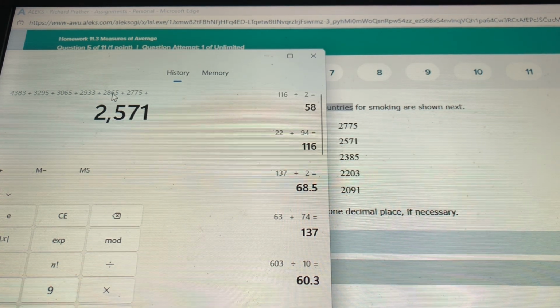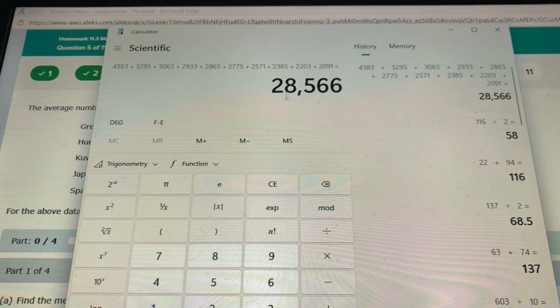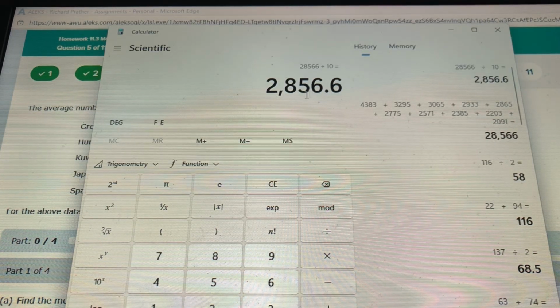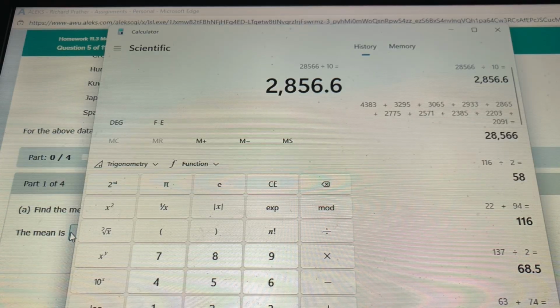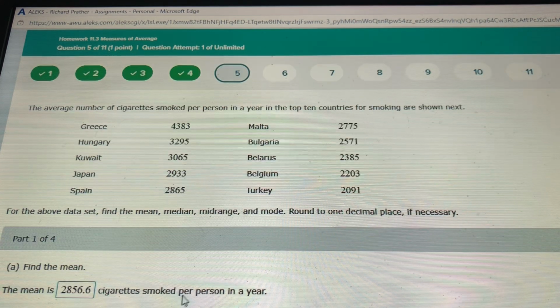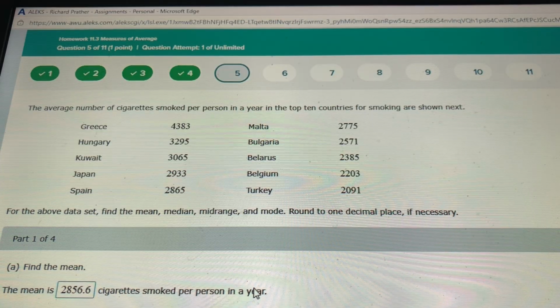2775, 2571, 2385, 2203, and 2091. So I added them up and they add up to this, and then the mean's going to literally be 2856.6 because when there are no decimals in the back, and when you divide by 10 you just move the decimal one place over, but you can literally divide by 10 if you don't know that. 2856.6. So the mean is easy if you have a calculator. You just add them up and divide by how many there are. Unfortunately, the median's going to take a while.